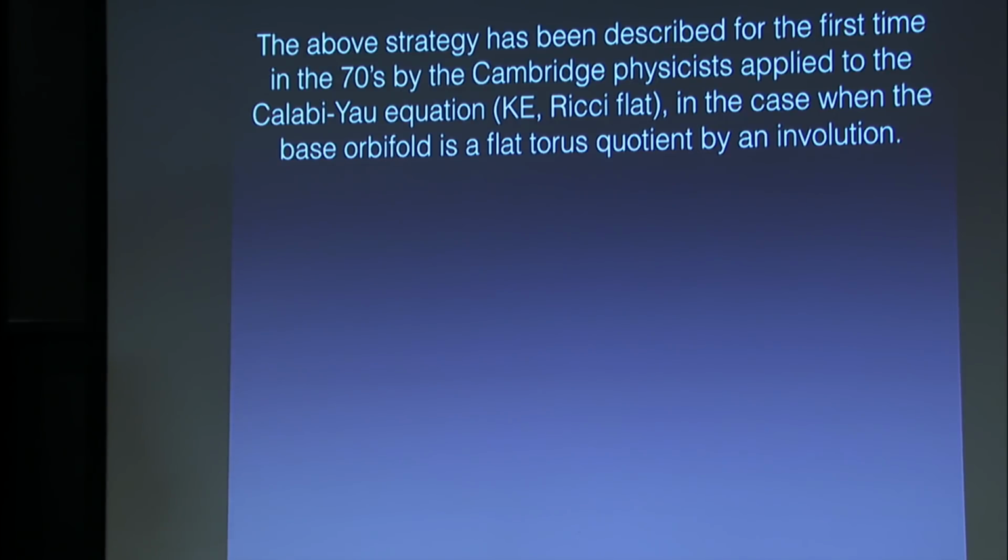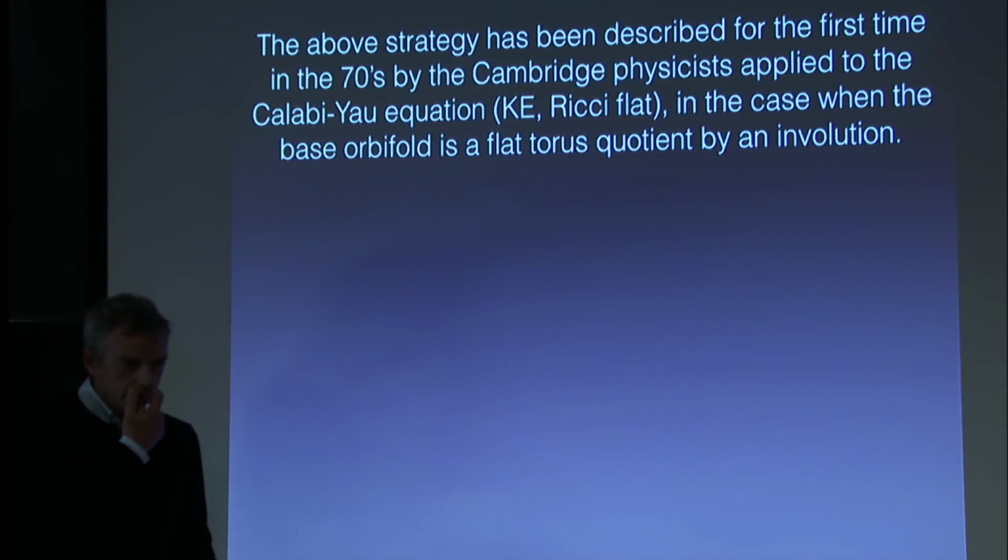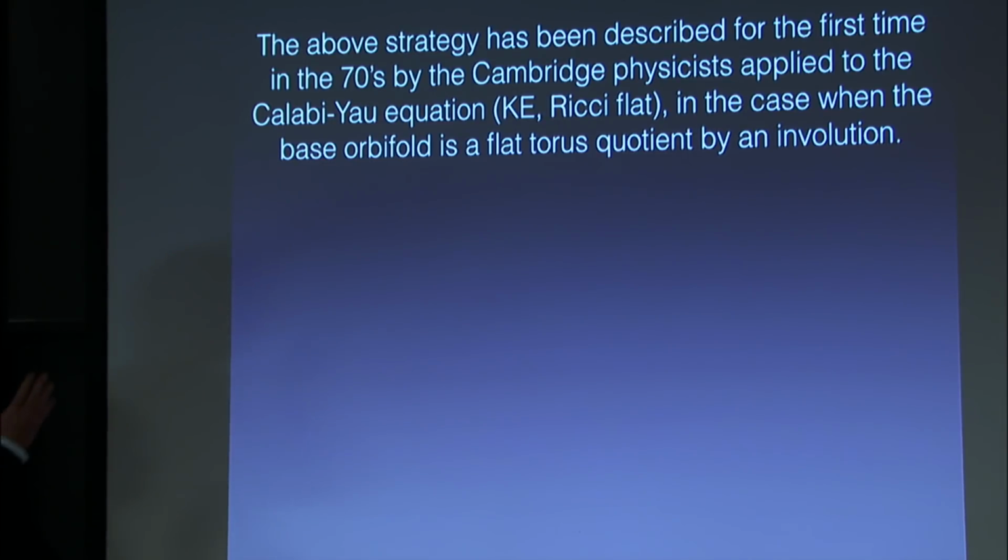So this was invented by the physicists at the time when nobody knew how to produce even one Calabi-Yau. Now we know Calabi-Yau manifolds. But for the Ricci flat Kaehler equation, for many years, the mystery was whether they existed. Okay, so this construction was the proposal by the Cambridge School to actually produce examples of Calabi-Yau manifolds in the 70s.